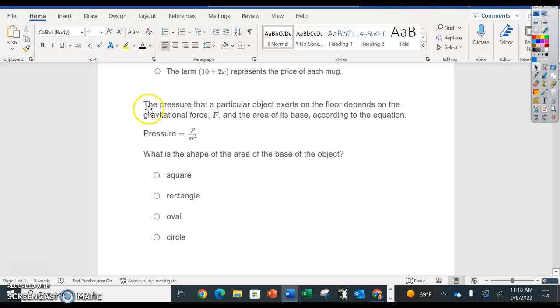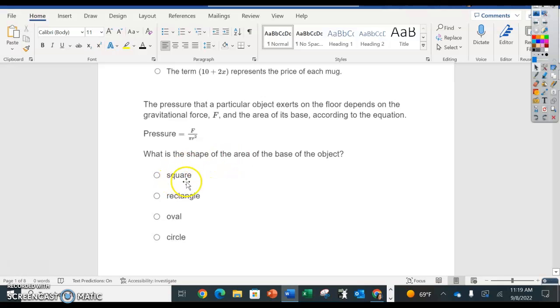All right, so let's look at the next one. The pressure that a particular object exerts on the floor depends on a gravitational force, F, and the area of its base according to the equation: pressure equals force divided by pi r squared. What is the shape of the area of the base of the object? Okay, all right, so if we've got force divided by pi r squared, we're trying to figure out what is the area of this shape.